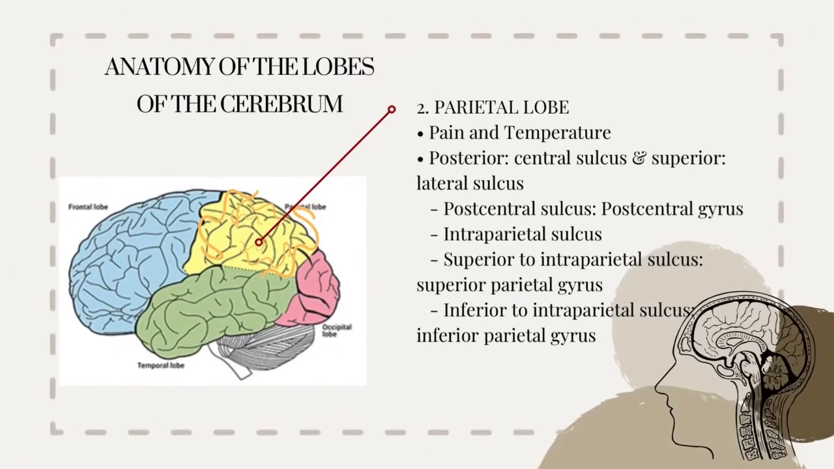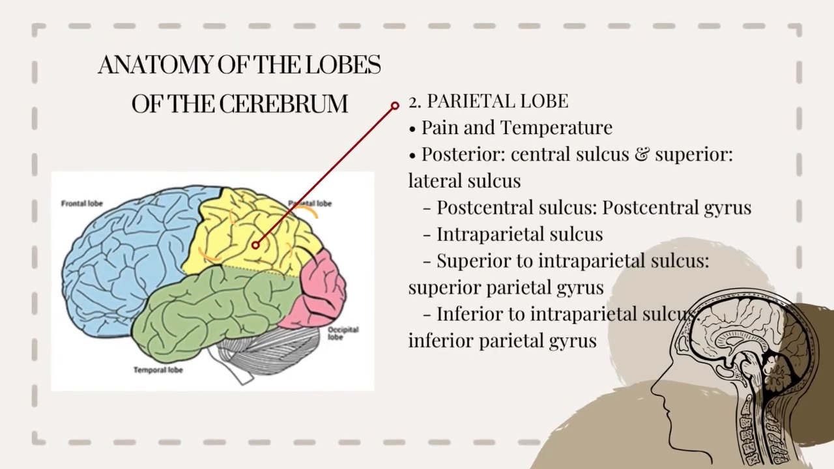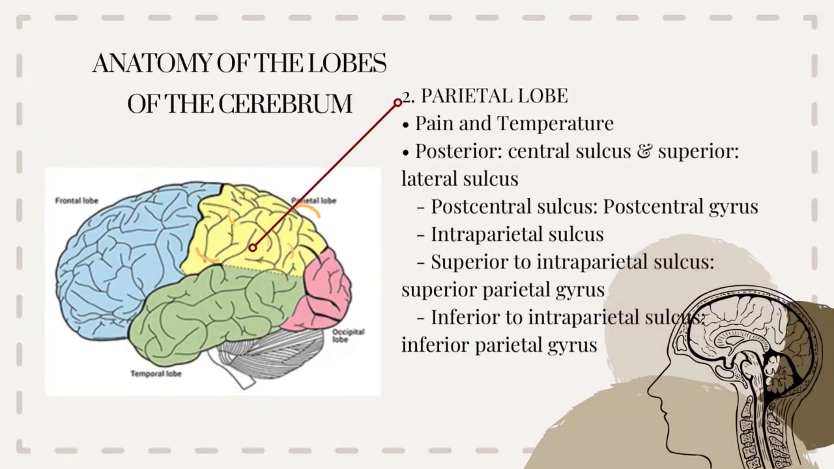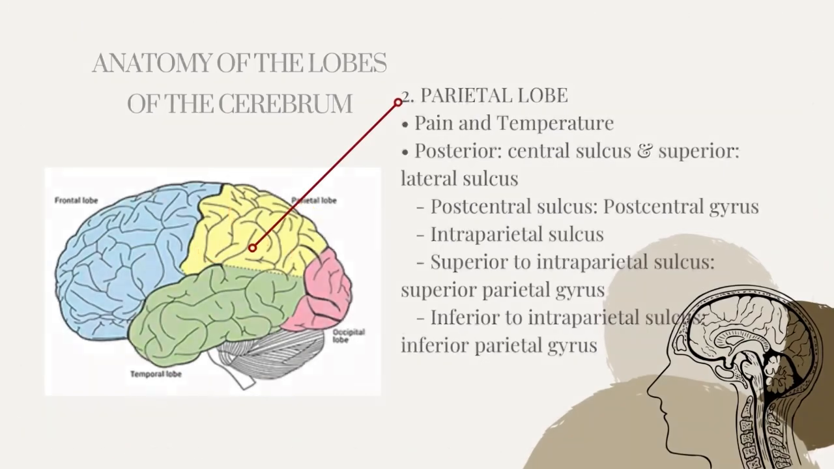Next, the parietal lobe. It is mainly for pain and temperature. It is the area posterior or behind the central sulcus and superior or above to the lateral sulcus. It also extends posteriorly as far as the parieto-occipital sulcus. Then you can see your postcentral gyrus beside your postcentral sulcus. Then you have your intraparietal sulcus. So the fold above the intraparietal sulcus is called your superior parietal gyrus, and the fold located below the intraparietal sulcus is known as your inferior parietal gyrus.